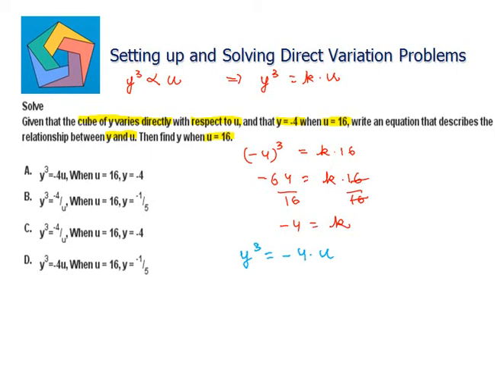Now u is 16, so we need to find y. So y cube is equal to -4 times 16, and it's already given that y is -4 when u is 16. So y cube is equal to -64. Taking cube root both sides, y is equal to -4. So the equation is y cube is equal to -4u, and u is 16, y is -4, which is the answer in the A part.